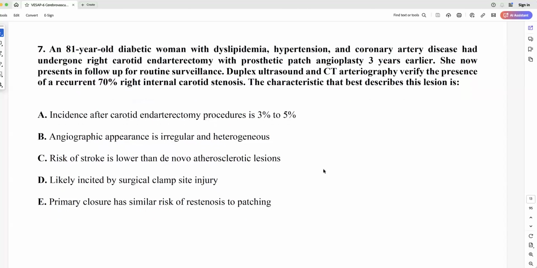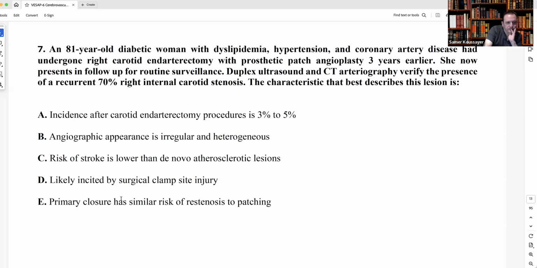Risk of stroke is lower than de novo atherosclerosis lesion. I think it's correct because it will be more stable than the plaque. Likely initiated by surgical clamp site injury. I think it should present earlier because of a technical error. Primary closure has similar risk of restenosis to patch. No, it is higher restenosis in primary closure than patch.